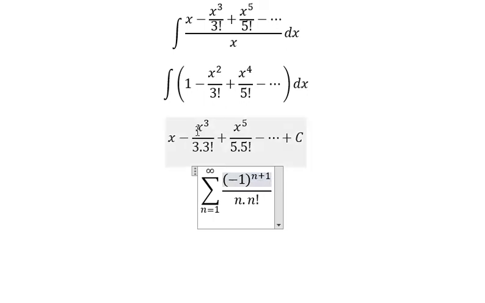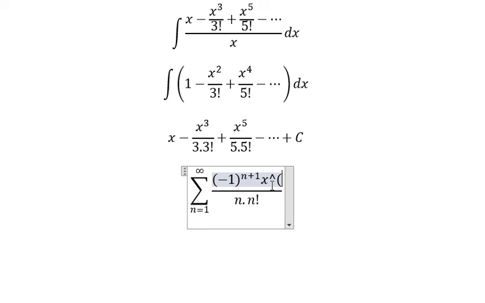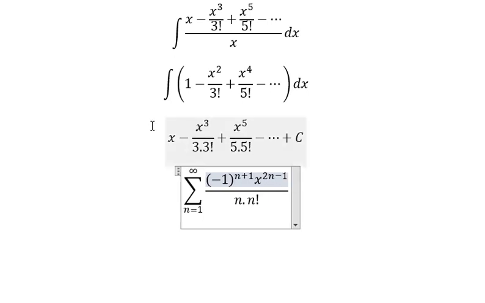The next one, that's about x. So we have 1, 3, 5, 7. So that should be x to the power of 2n minus 1, because we start from number 1 in here. So if n equals 1, you get 1, and if n equals 2, you get 3, and so on. Later that, we put c in here.